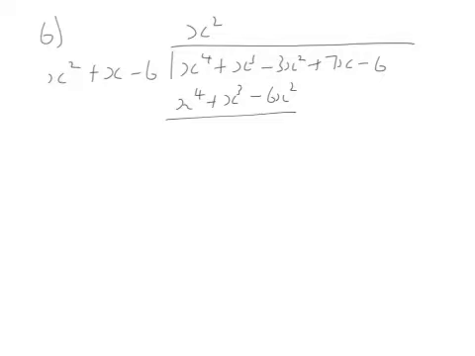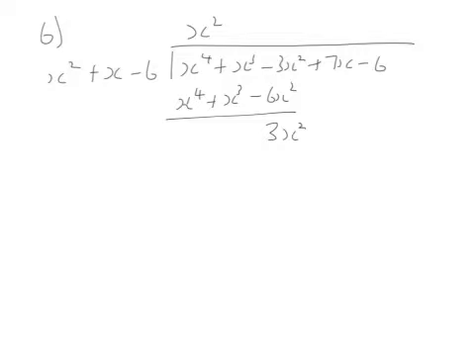Do a takeaway now. That was an x fourth. It's not very good, but anyway, x fourth minus x fourth is nothing. X cubed minus x cubed is nothing. Minus 3x squared, take away minus 6x squared. Taking away a minus is the same as adding. So minus 3x squared plus 6x squared is 3x squared.